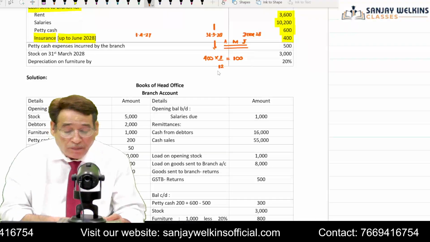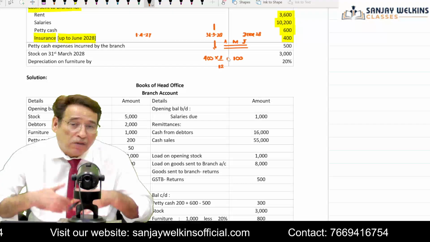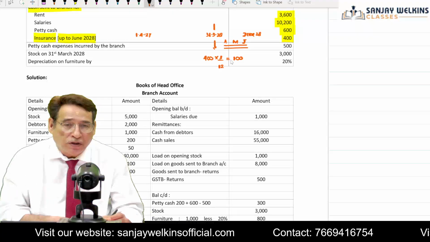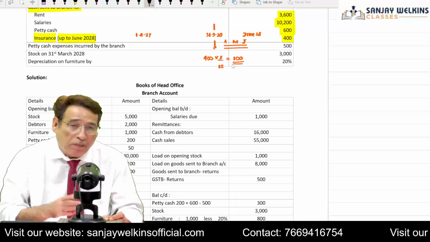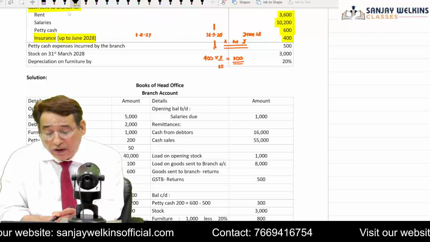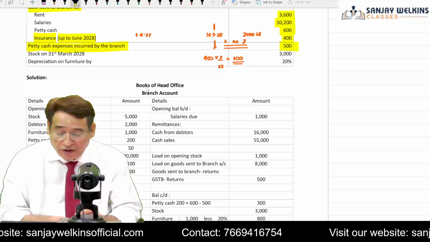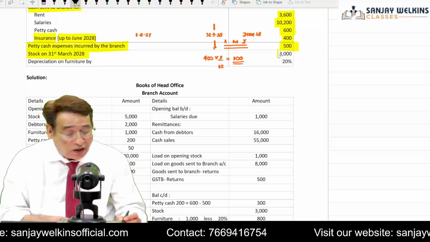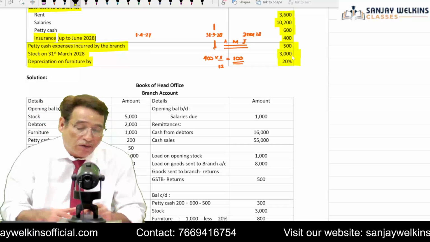Is it clear to you? Out of 400, 100 will be considered as prepaid insurance expenses because these are prepaid for the next year. That means these are closing prepaid, that is at the end of the year. Is it clear to you? Then also it is given in the question that petty expenses incurred by the branch is equal to 500. And then we are being given closing stock, and depreciation on furniture at 20% is also given.